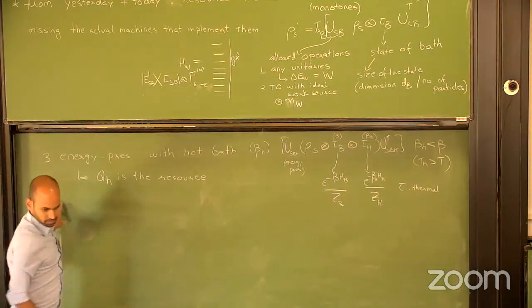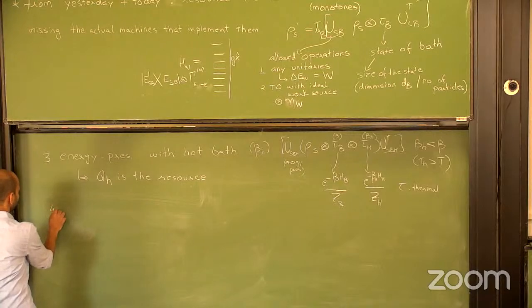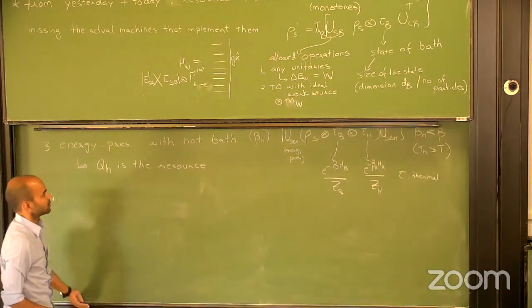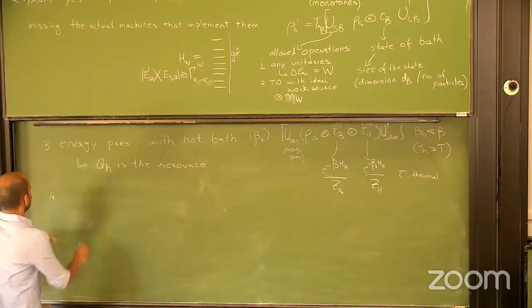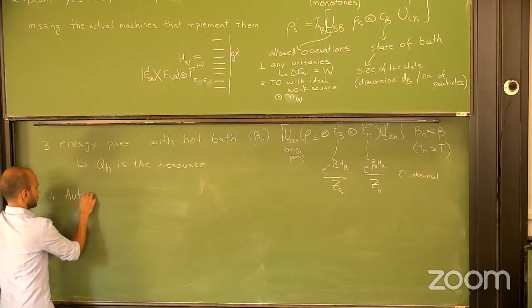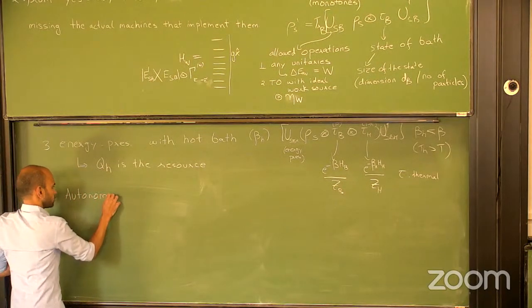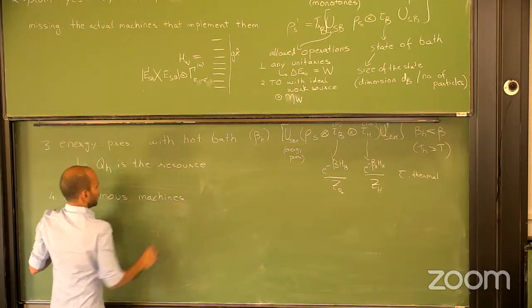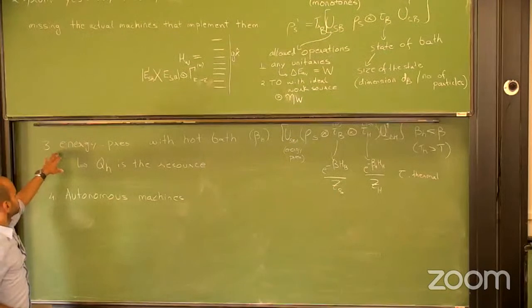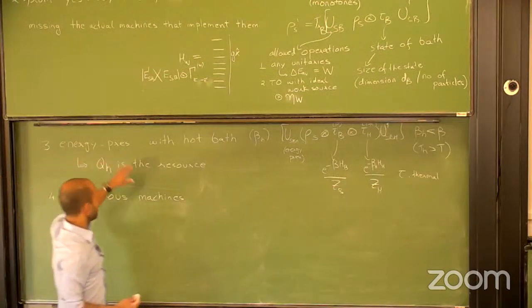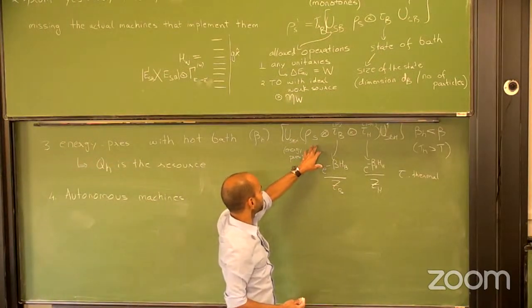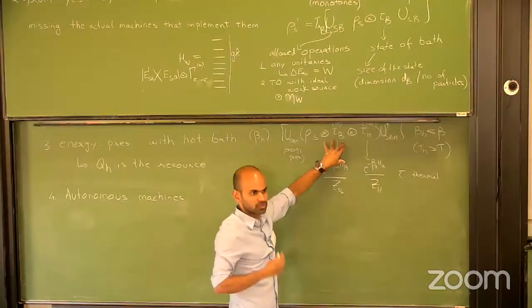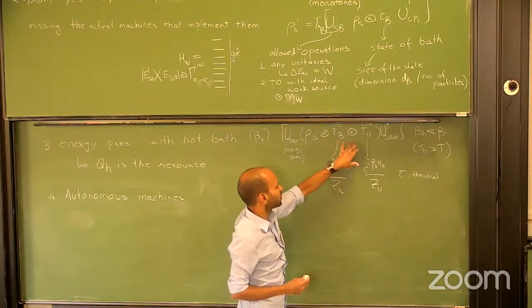Right, and then the fourth level, which is really the lowest control complexity there is: autonomous machines. Autonomous machines are very similar to level 3 because you have the same arrangement. You have a system, another system from the environment part and from the hot part.